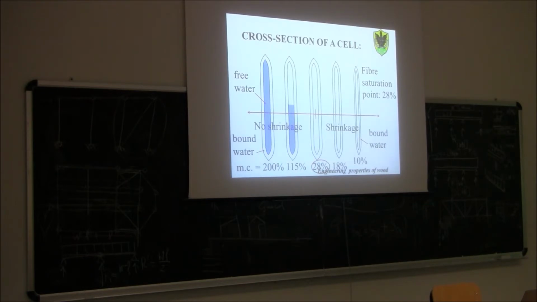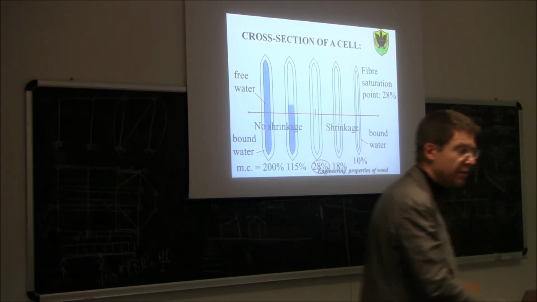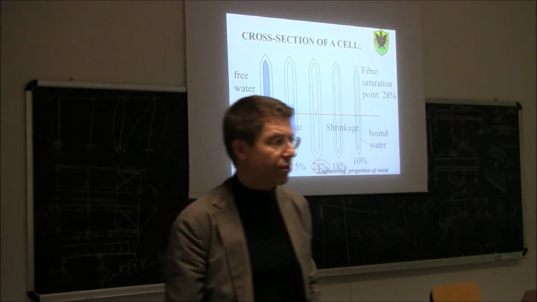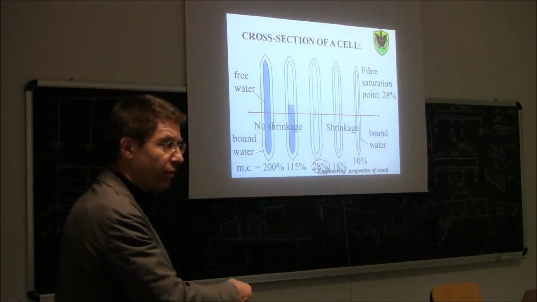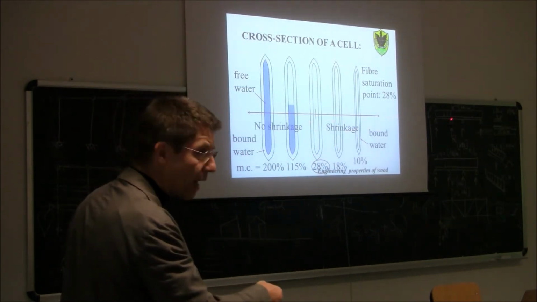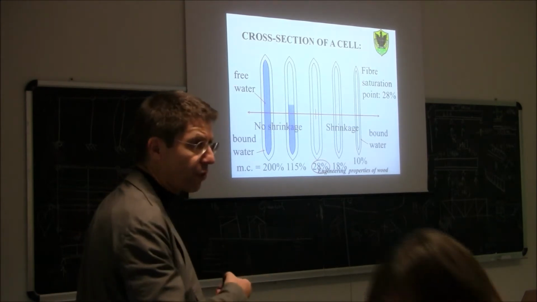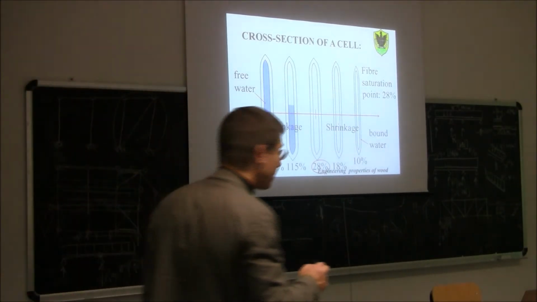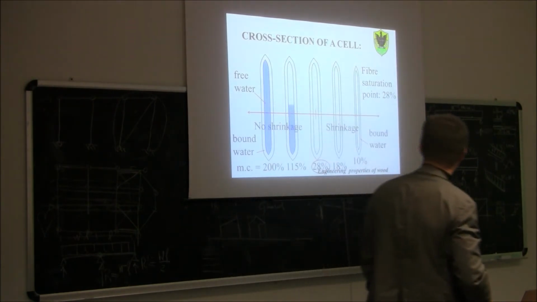Why did we choose the middle one? Because the shrinkage starts only from here down. Here, as you can see in the figure, there is no shape variation and no size variation of the cell. So no shrinkage, no dimensional variations above the fiber saturation point for any moisture content variation. Instead, below the fiber saturation point, you see there is shrinkage if you go down with the moisture content, or swelling if you go up. So this is a very important definition of the fiber saturation point.